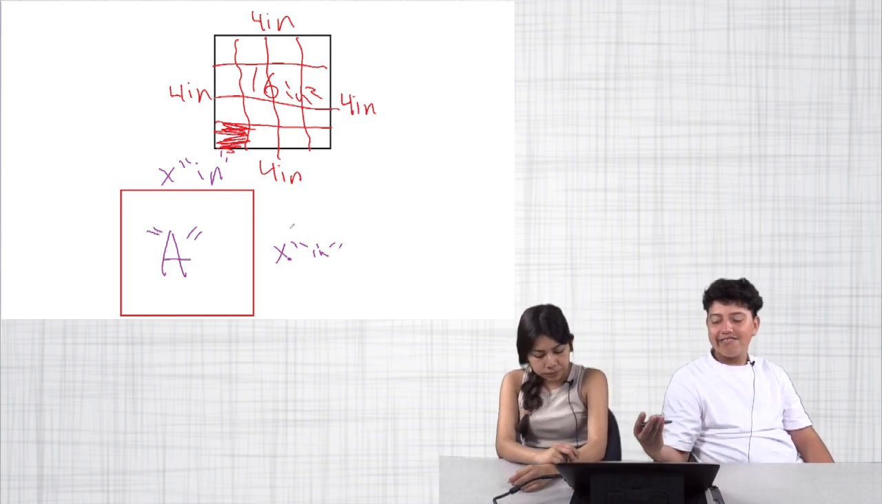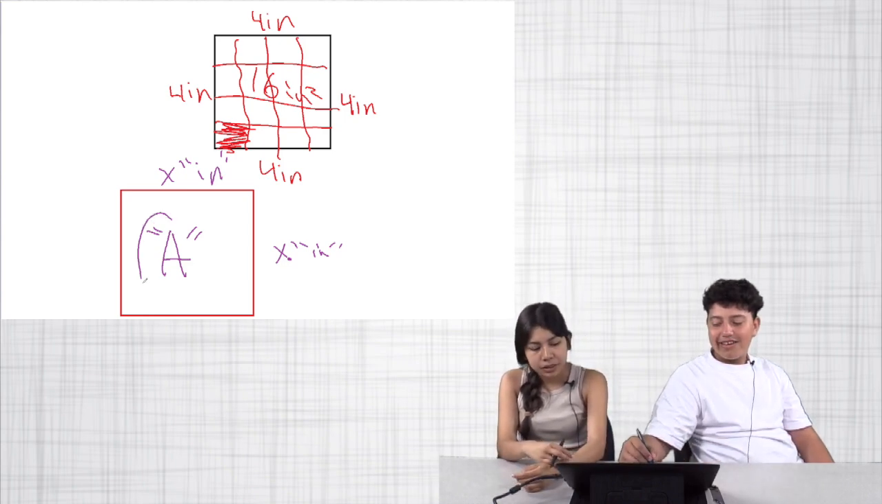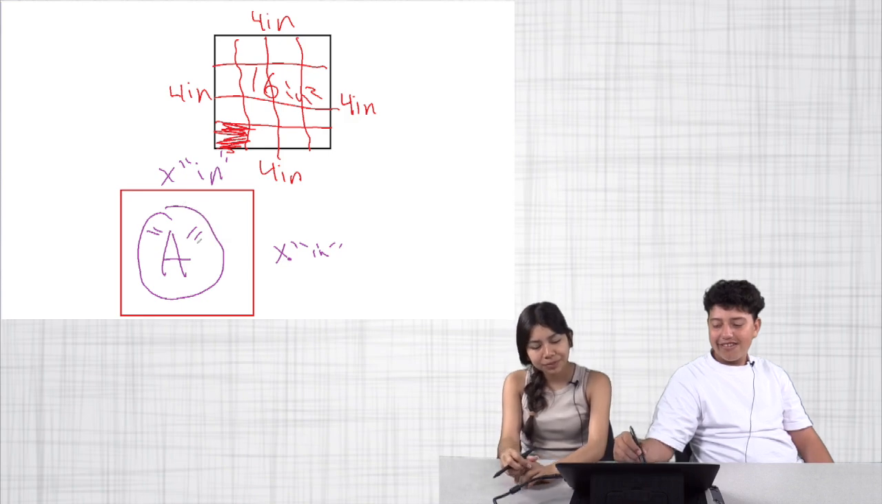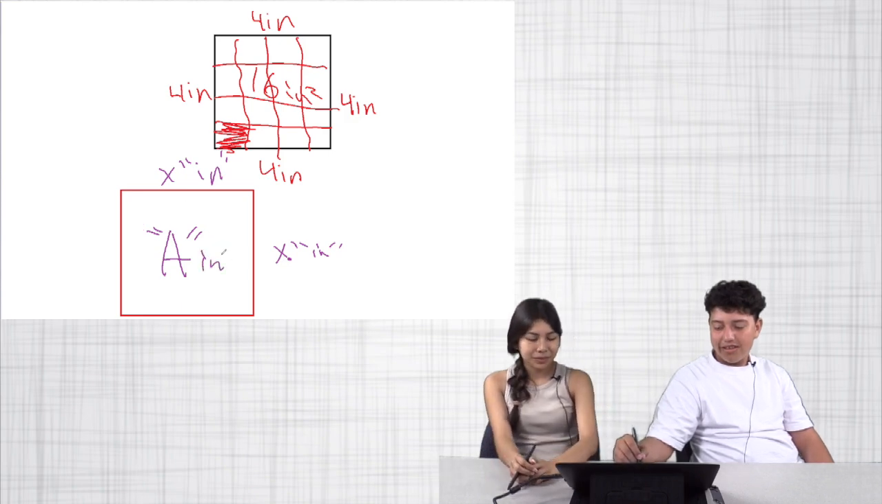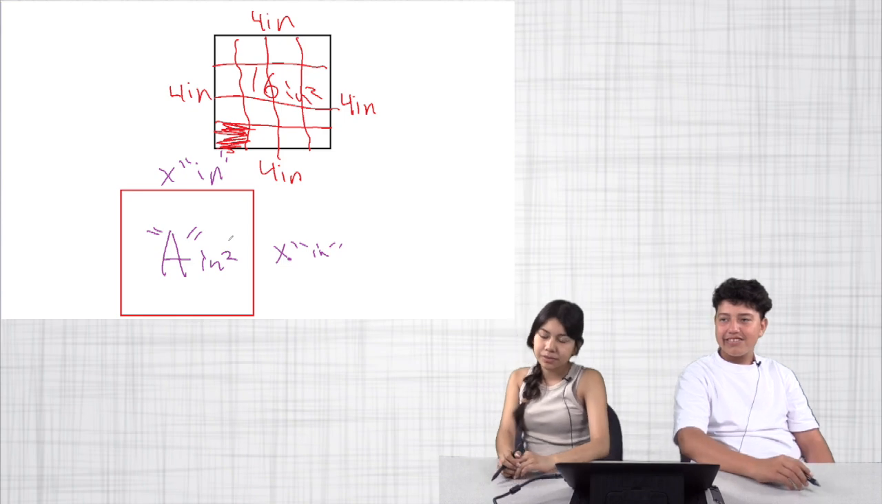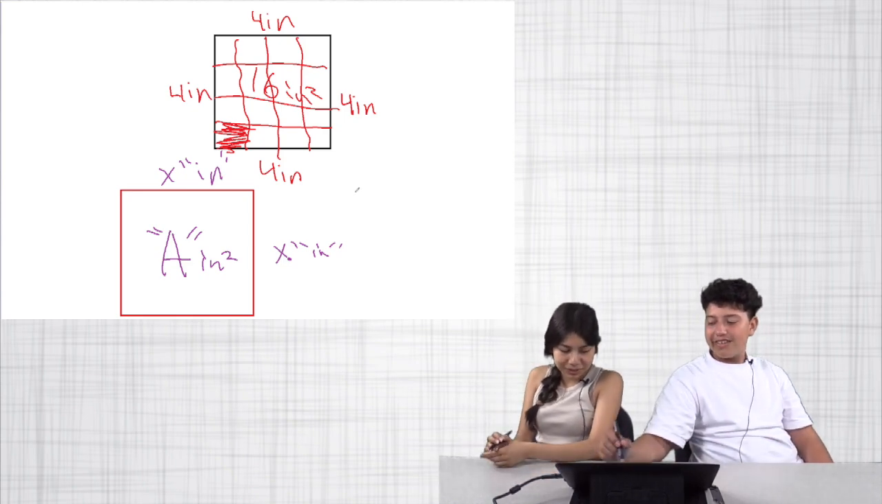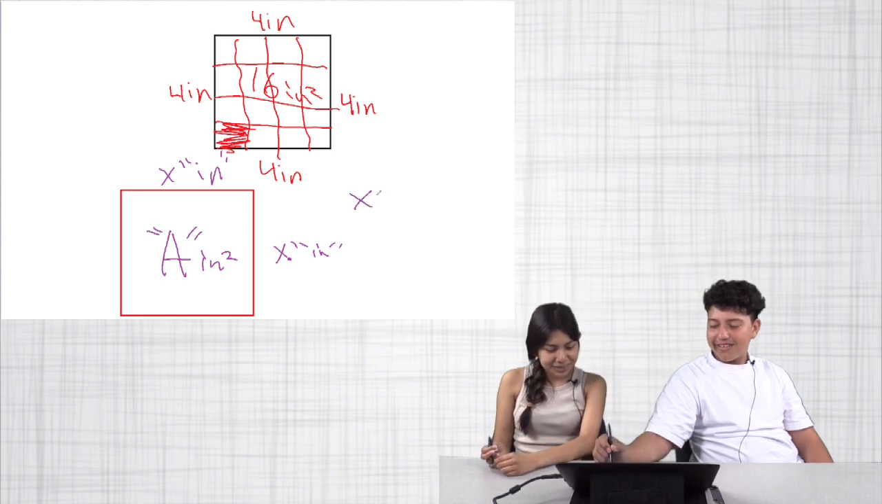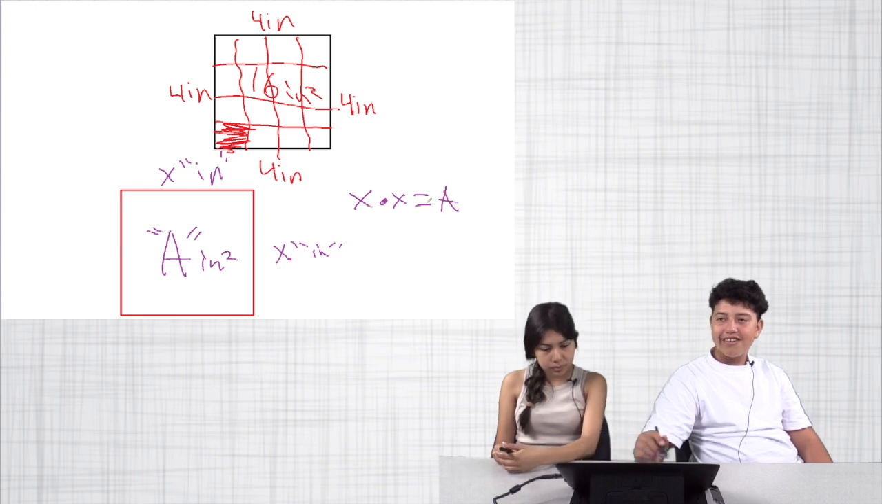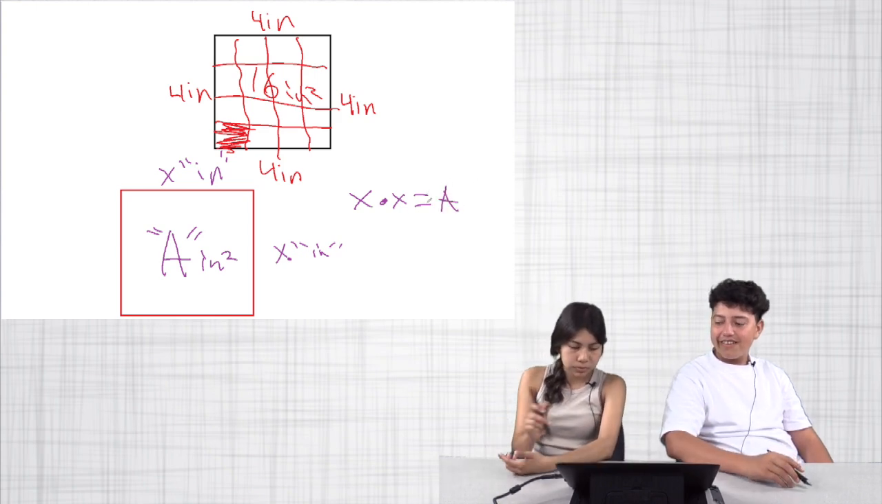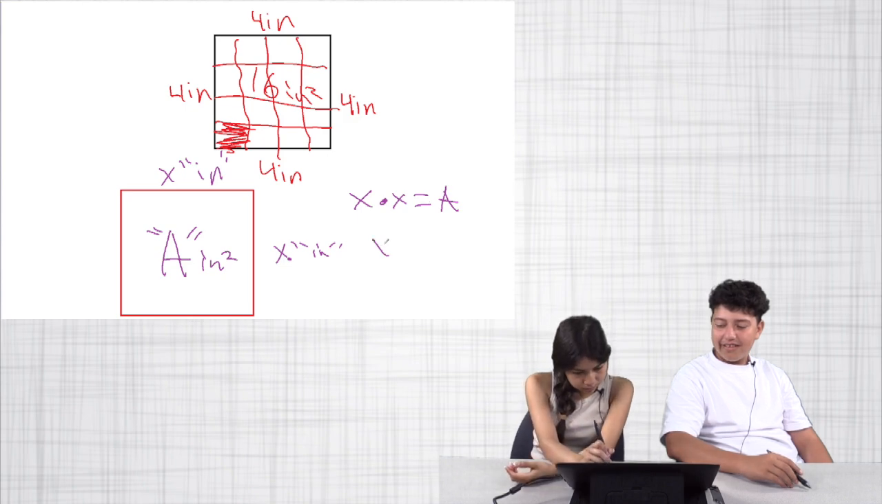And that's going to equal what? The A. And what are the units with the A? Inches squared. Okay. Now can you write a formula for the area? X squared equals A. X times X equals A. And so that's one way to write it. Emily, you had another way that you like to write it?